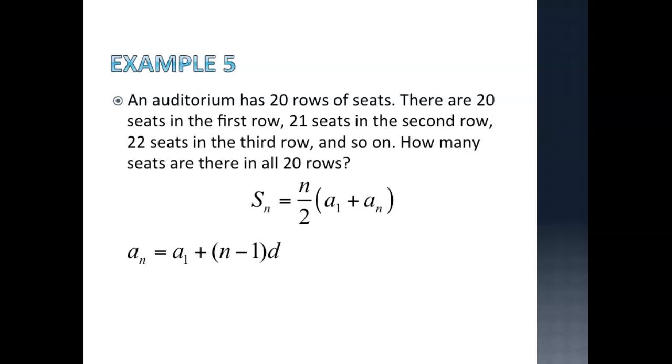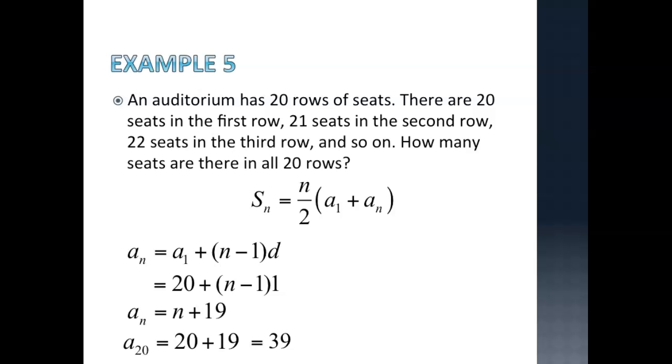All right, so the first term is 20. The difference d is 1. We add 1 each time. And so this ends up being 20 plus n minus 1, so that's n plus 19. And so to find how many seats there are in the 20th row, we just find 20 plus 19, which is equal to 39. So now we know the first row has 20 seats. The 20th row has 39 seats.